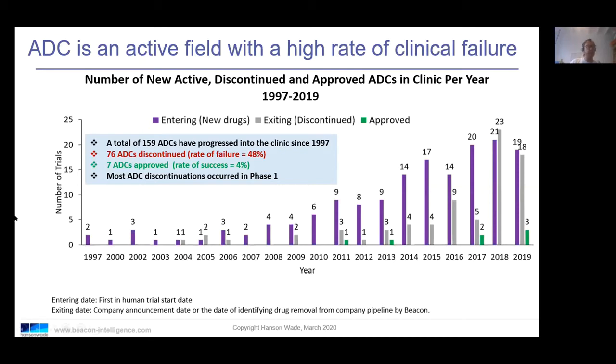As you can see, a total of about 160 ADCs have progressed into the clinic since 1977, and 76, that means a failure rate of about 38%, have been discontinued. And something that is not visible on this graph is that most of the ADCs that were discontinued occurred in phase 1.